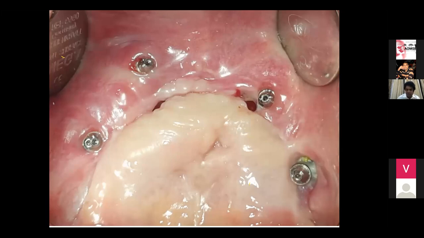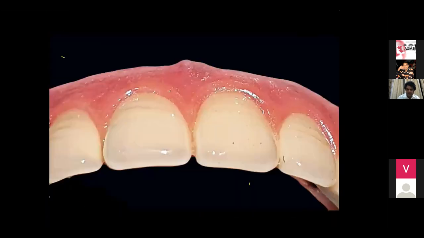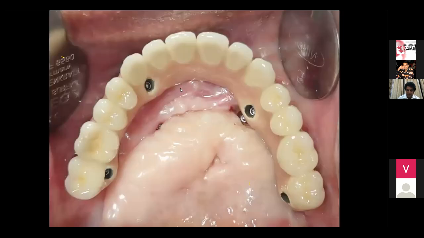And then over the zygomatic implant, we could place a metal ceramic fixed prosthesis because the openings were very small and we could cover those openings with the prosthesis only.